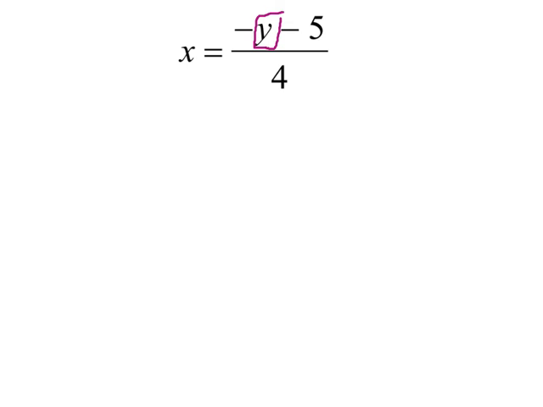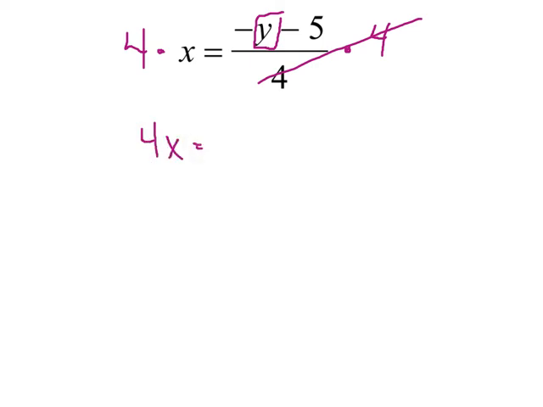So for this first one, x equals negative y minus 5 divided by 4. Now, typically, we like to go inverse of operations and add or subtract and then multiply or divide first. However, since we are dividing last, I'm going to want to do the inverse of that first and multiply both sides by 4. That cancels the 4 out on the right side.